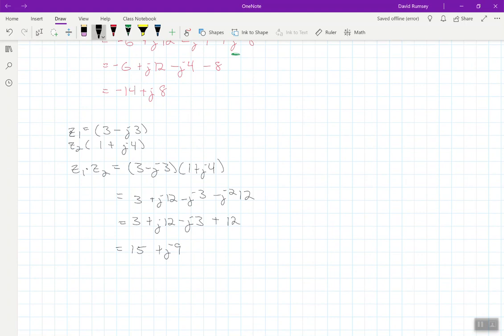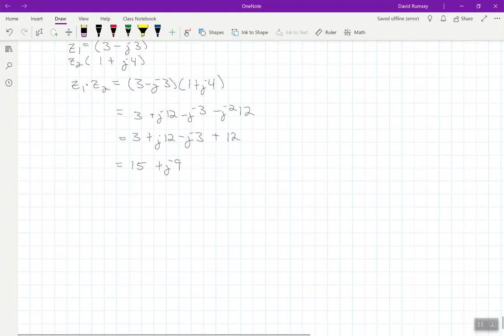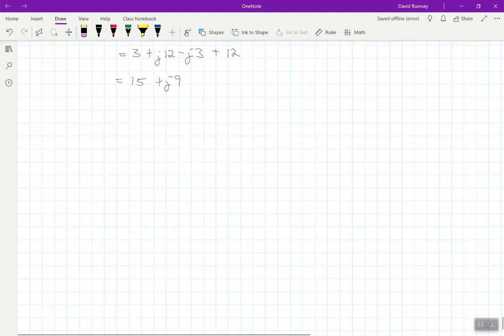Just to review this last example, we did another multiplication, and our answer was 15 plus j9. So the last arithmetic operation we have to talk about here with rectangular format is division. I don't want to say it's hard, but I'll say this is somewhat tedious to do by hand.